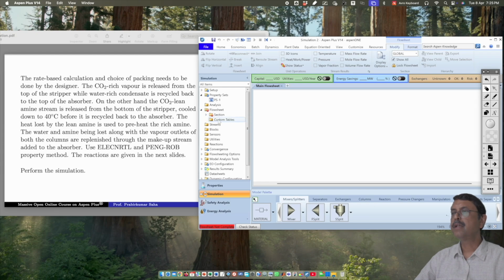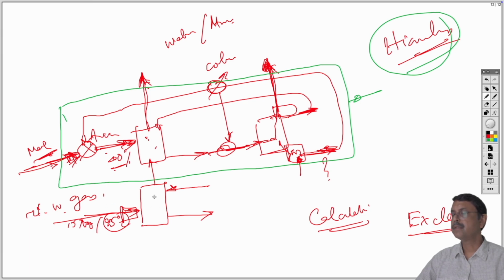Now come to the flow sheet. Okay. Now we have to develop the flow sheet. Now we'll refer to this. This is the thing. So we'll have a flash tank here. Then we will have one absorber, one mixer. There will be a heater. There will be a cooler over here. There will be another column. So both of them will be RadFrac columns. So this is one RadFrac column. This is another RadFrac column. This will be an absorber. This will be a stripper. So that is the total thing.